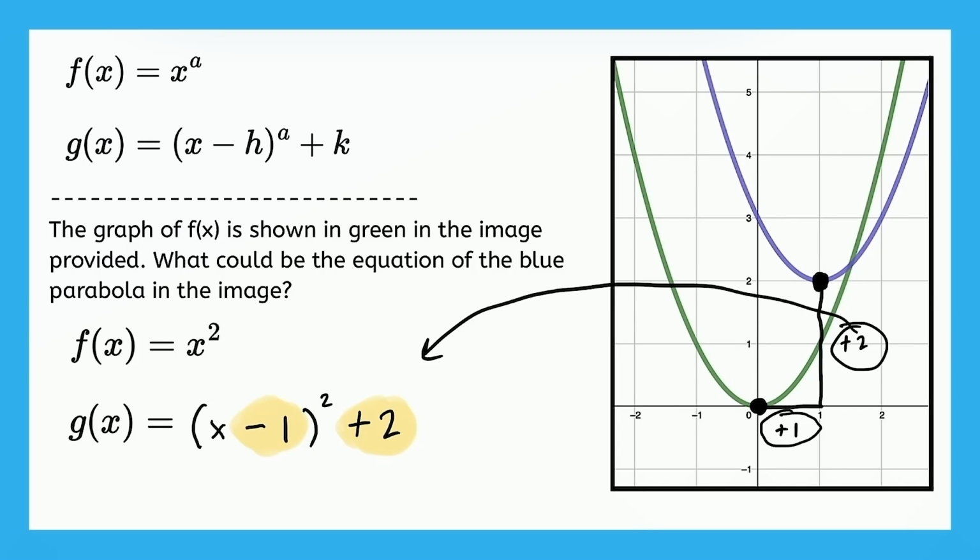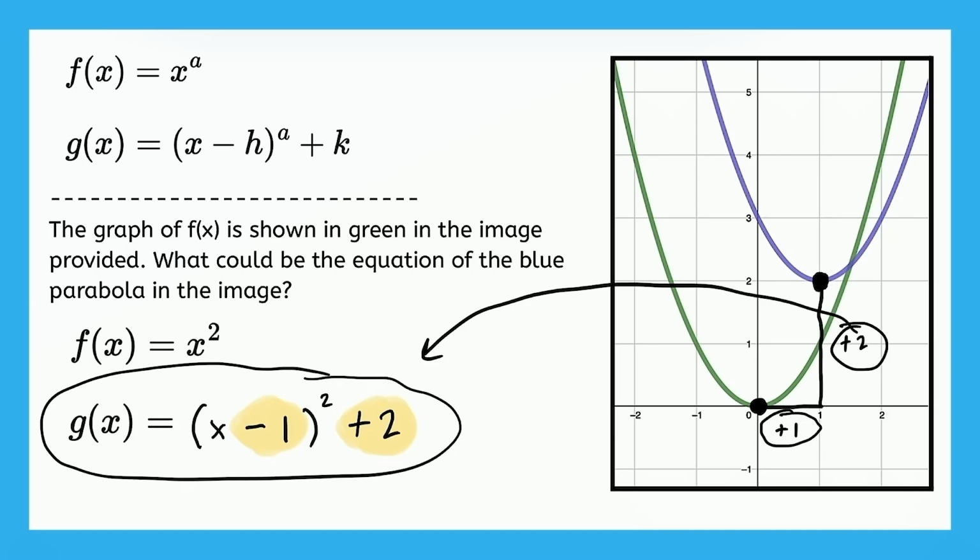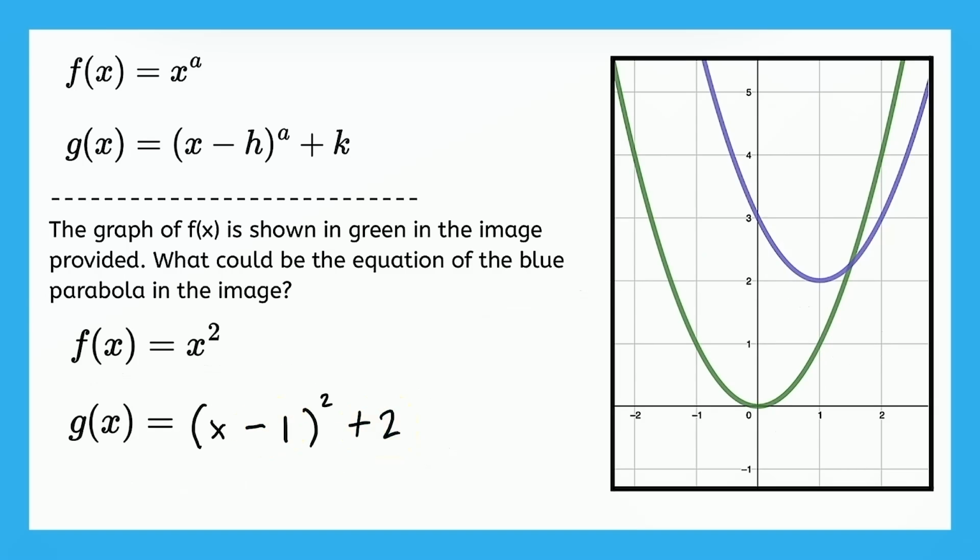So our final equation for g of x is g of x is equal to x minus 1 all squared plus 2. So there it is. That is our equation for the blue parabola. Now let's try another example.